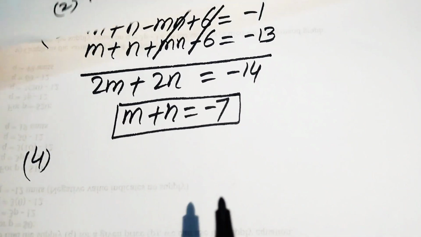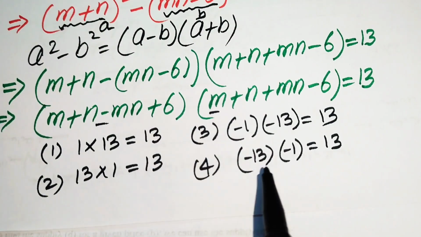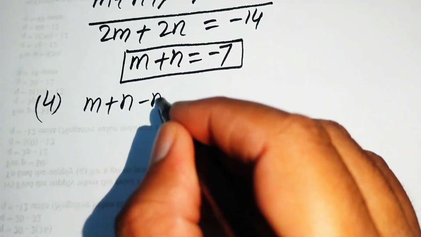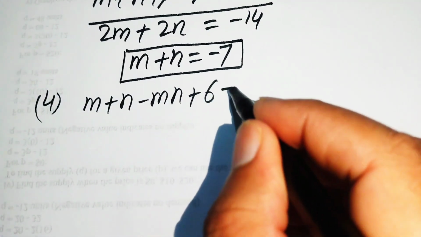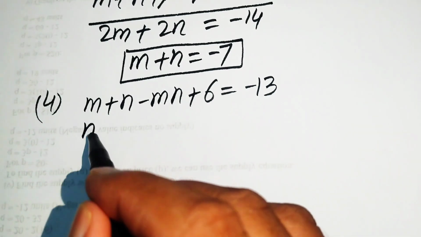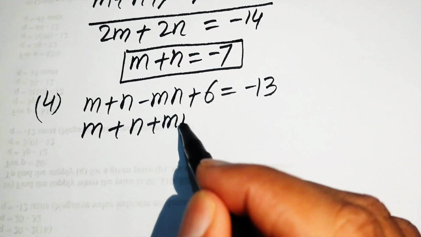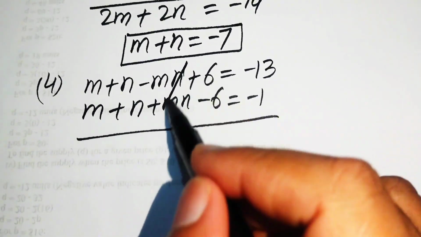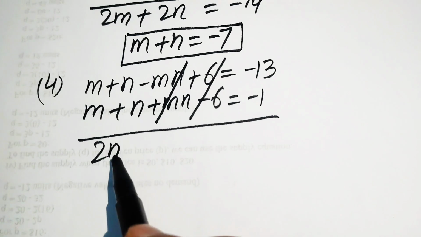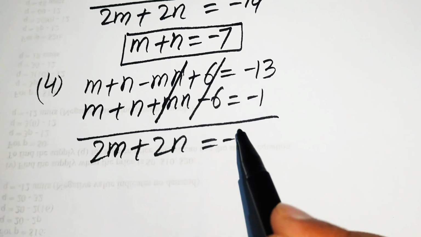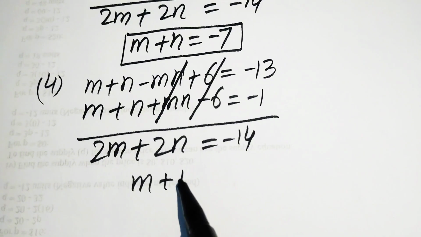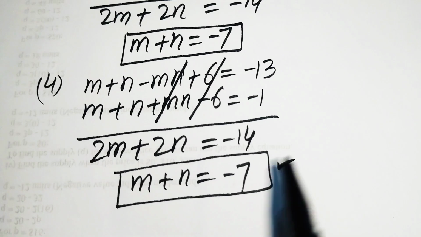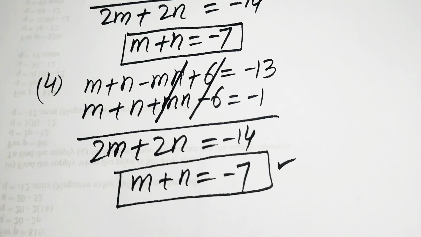Similarly in the fourth case we compare the left hand side with these two numbers, and it will be written as m plus n minus mn plus 6 equals minus 13, and m plus n plus mn minus 6 equals minus 1. So here we again add these terms and cancel these terms, so here you get 2m plus 2n equals minus 14. So in this case we again get the value of m plus n equals minus 7. So these are the four answers of this question, and this is the final answer.